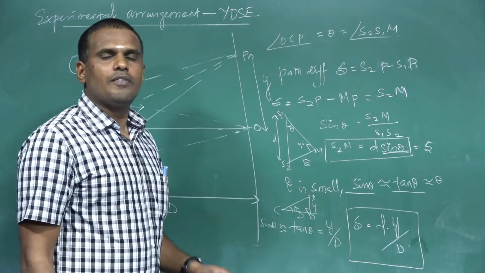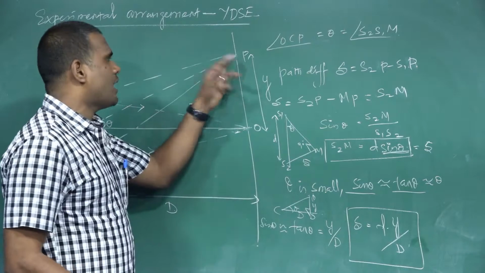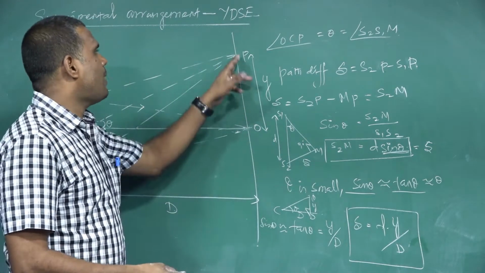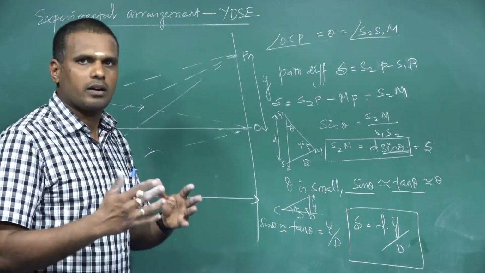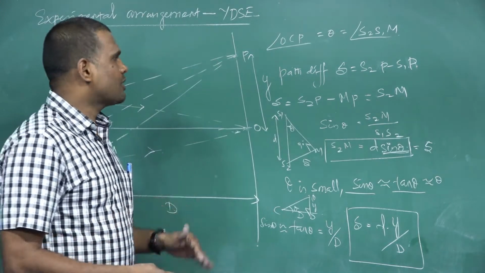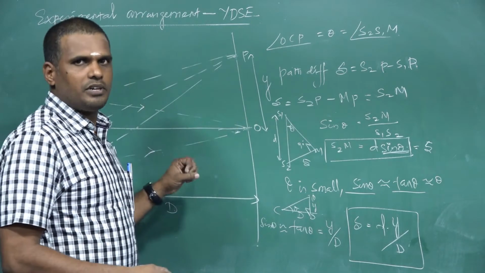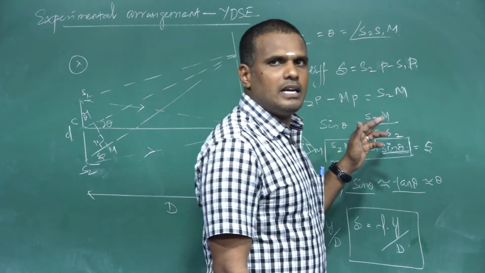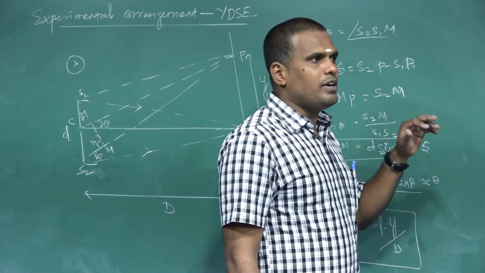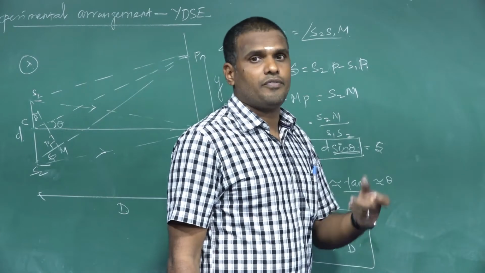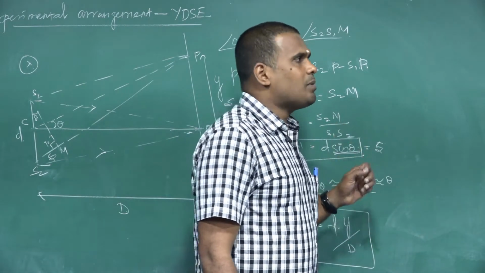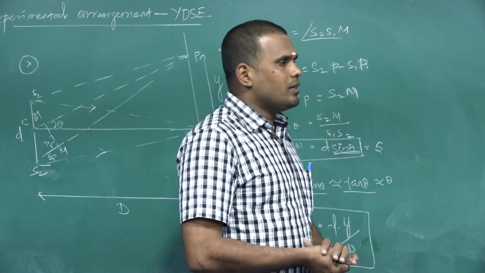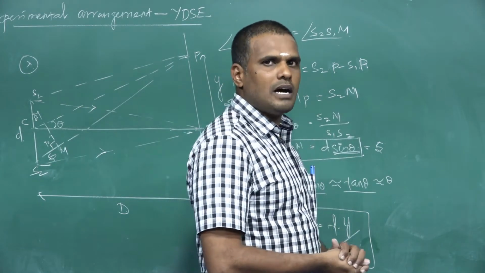This is the path difference between the two interfering waves which are arriving at the point P. Depending upon the value of the path difference, the point P may appear bright or dark. We are going to speak about the condition for constructive and destructive interference now. As we saw earlier, the path difference must be equal to 0 or integral multiples of lambda to produce constructive interference.